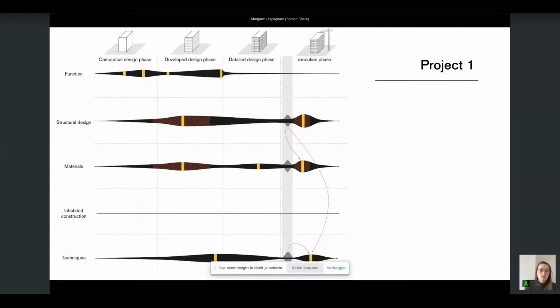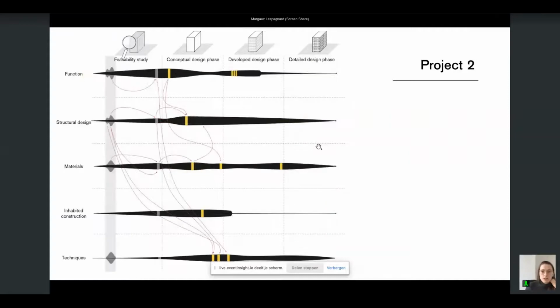So the timeline we just built together was for one of the projects we studied, where you can see that for the structural design aspect and the material, there were two main big decisions that they made. This was because they only did the building analysis at the end of the design process, so in the execution phase, and they saw that what they had designed did not work, and so they had to redesign part of their structure, and that's why you see this here.